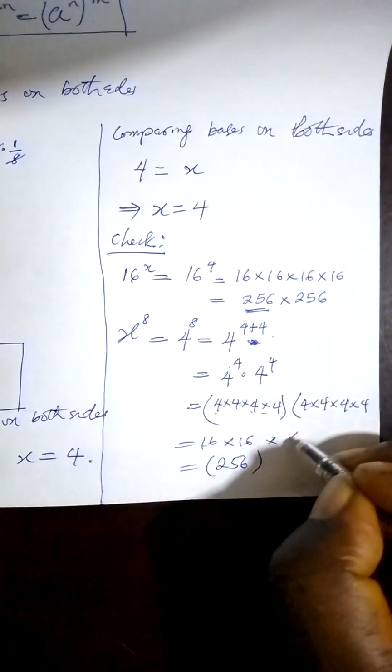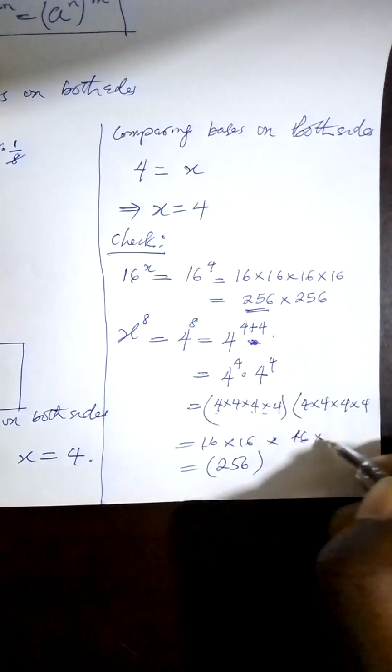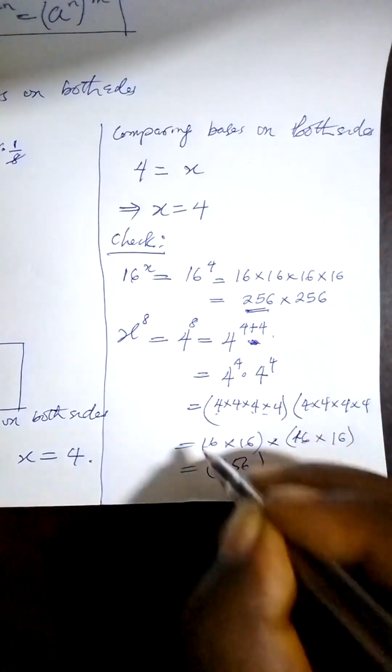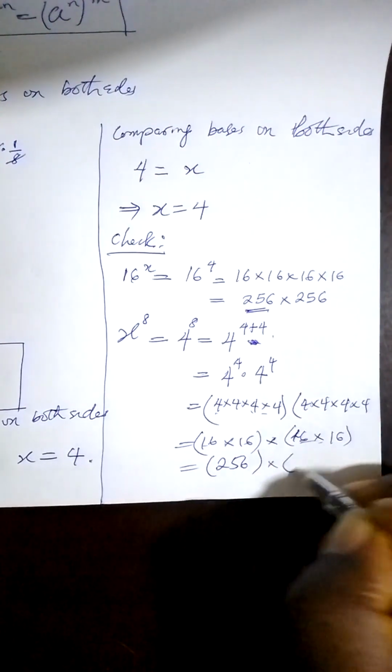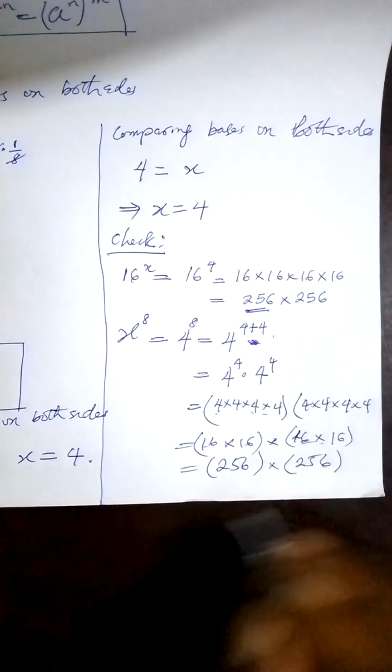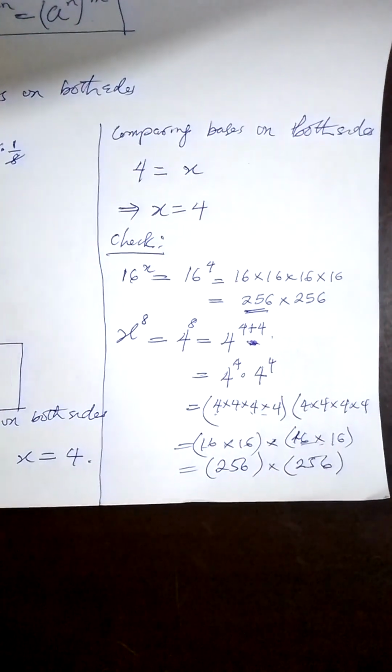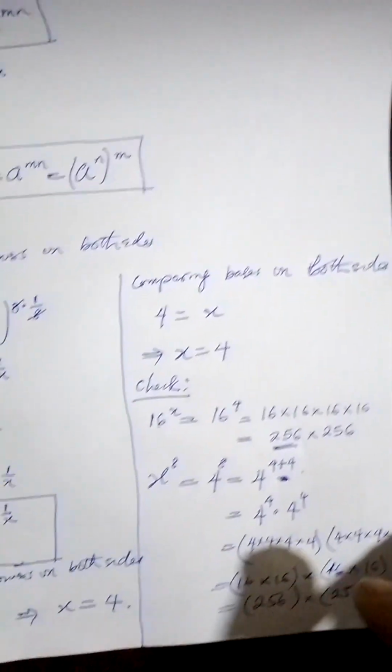Okay, compare with that. Then for this we have 4 times 4 is 16. 4 times 4 is 16. And then 16 times 16 is 256. Therefore, the solution x equal to 4 is correct.